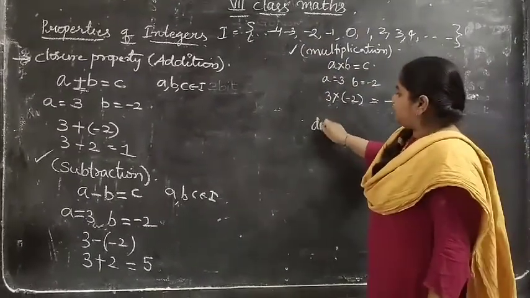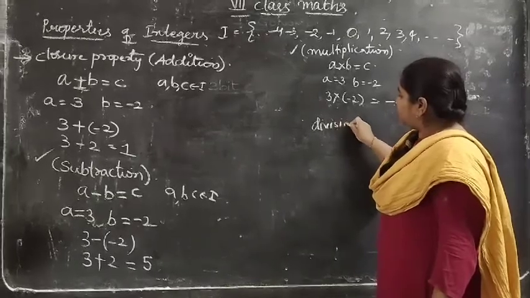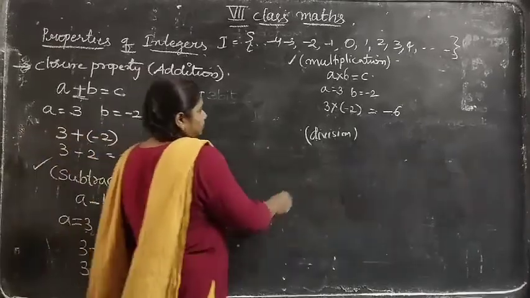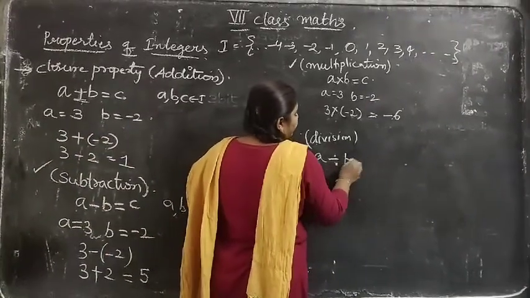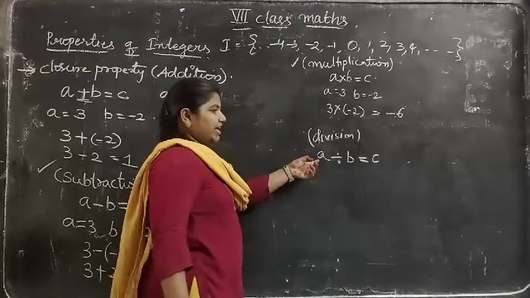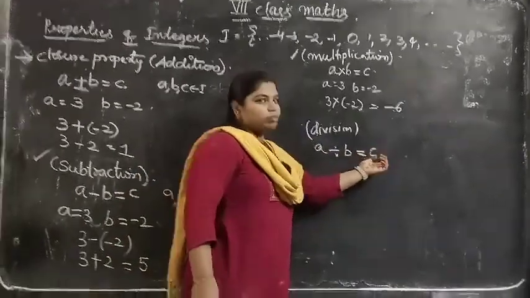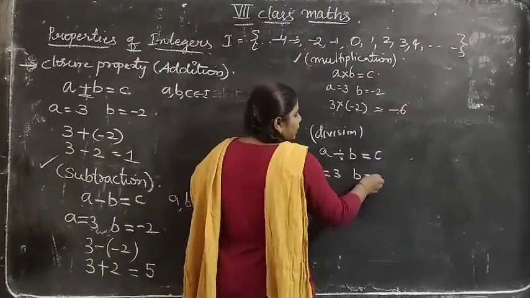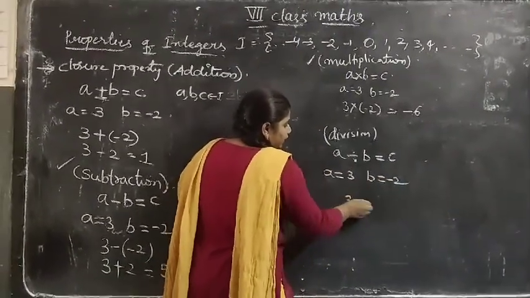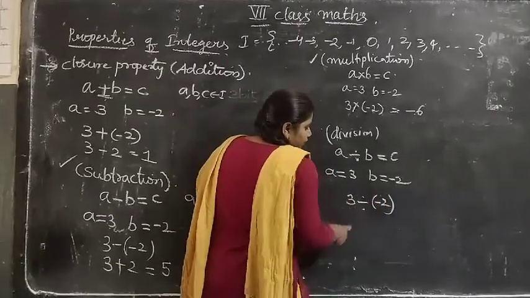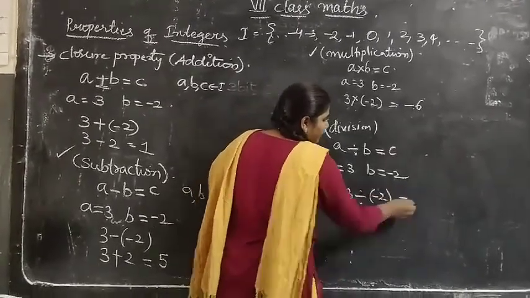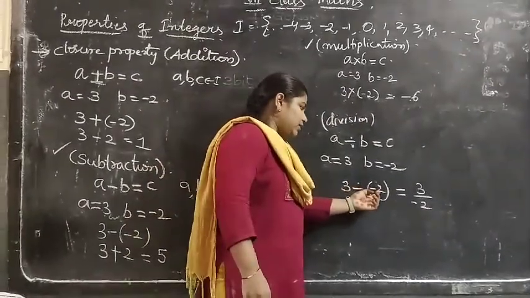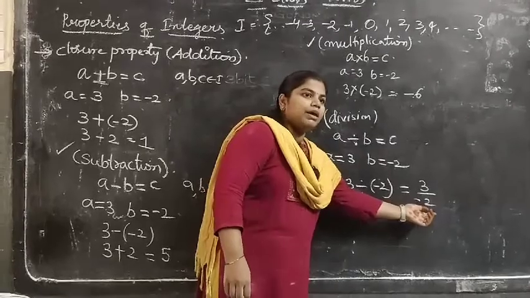Next is division. So whether division is satisfied or not, we will see. So how to write this? The general form is a divided by b is equal to c. If I take a as an integer, b as an integer, the result should also be an integer. So a value 3, b value is minus 2. So a value is 3 divided by minus 2. If 3 is divided by minus 2, what will you get? 3 by minus 2.